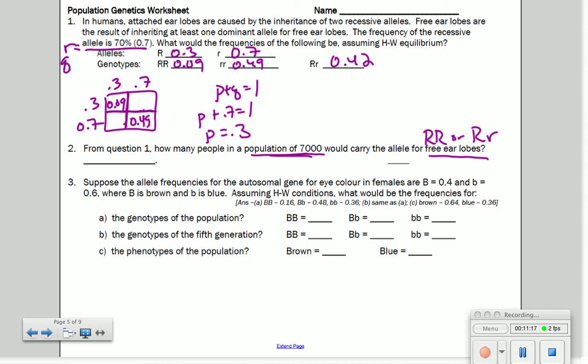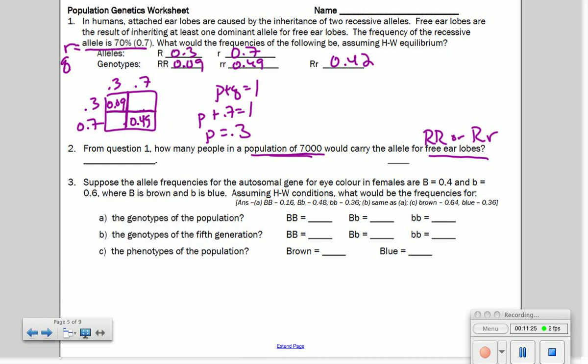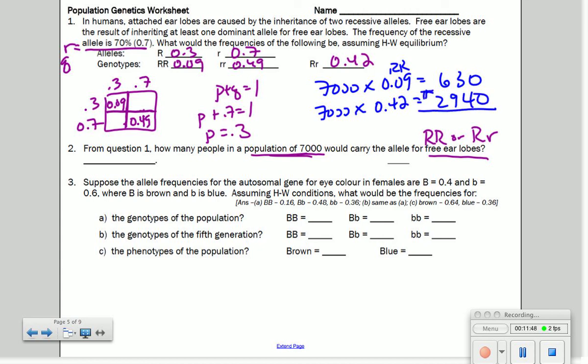So basically, what you are going to do is, if I take 7,000 times 0.09, because that was my big R, I get 630, and then 7,000 times 0.42, 2,940, and then I basically just have to add those two together, and I should have approximately 3,570 people that would carry the allele for the free earlobes.